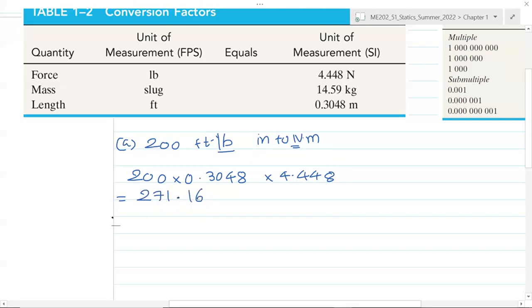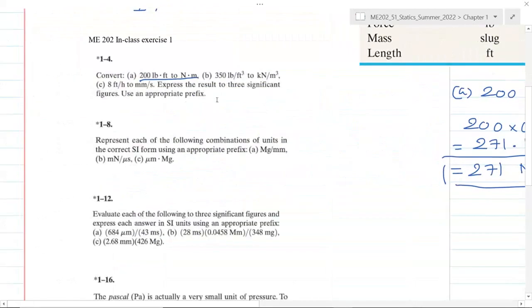271.16. Remember, we need to round our answers to 3 significant figures. So there are 5 significant figures here: 2, 7, 1, 1 and 6. To round it to 3 significant figures, we will round this as 271 Newton meter. And this is the answer to our first question. In the same way, please apply the solution to other unit conversions.